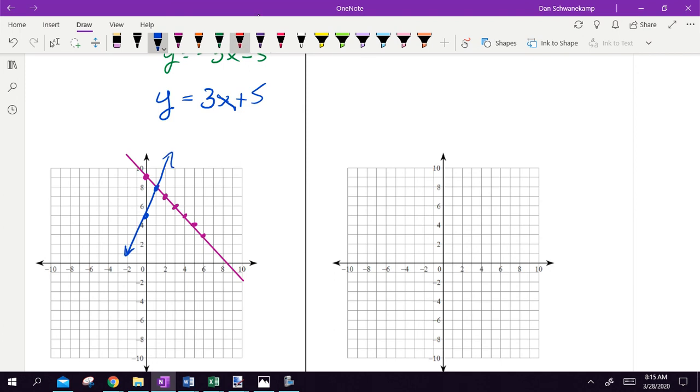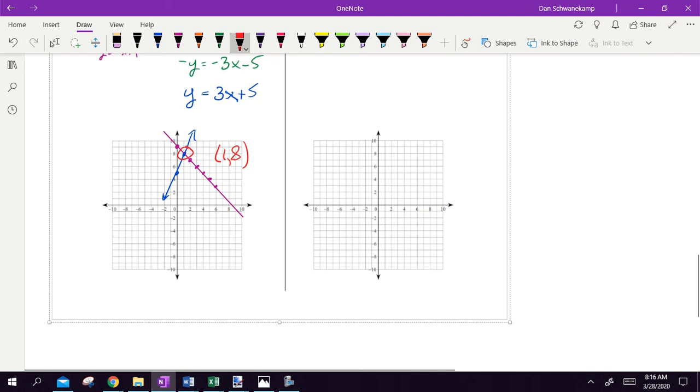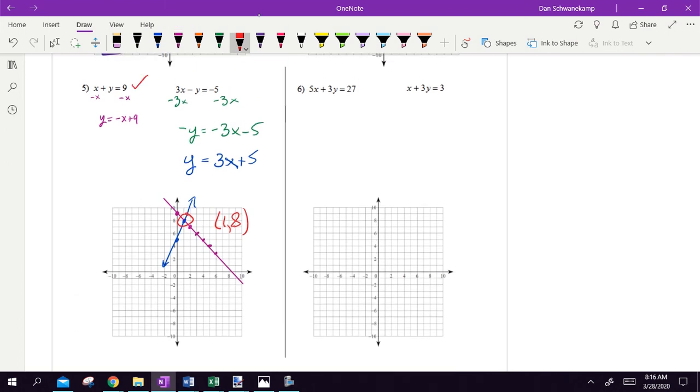This spot right here is what I was looking for. It is at the ordered pair 1, 8. If I plugged in 1 to that first equation, 1 and 8, I would get 9. And if I plugged in 1 here, it'd be 3 minus 8. Yep, that would get me negative 5. I always like to double check in the end, but those are my solutions.